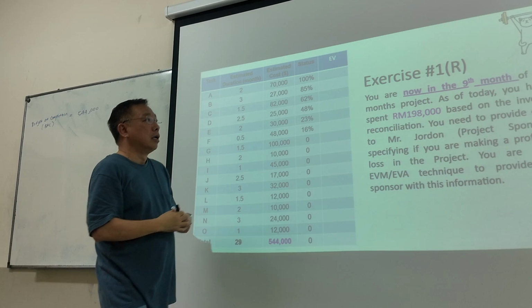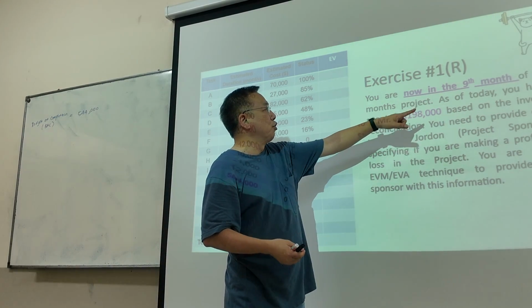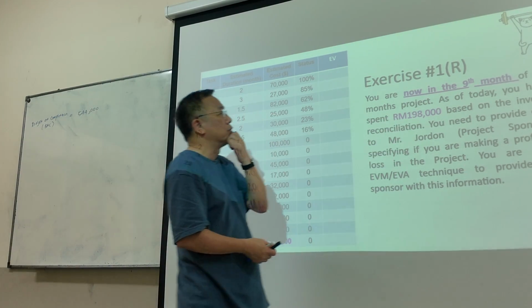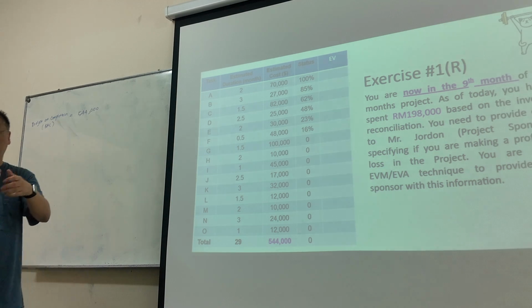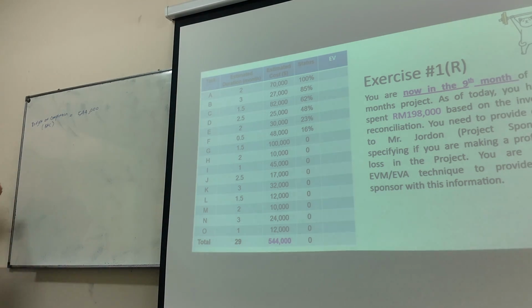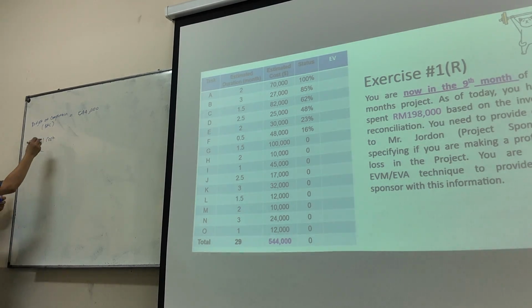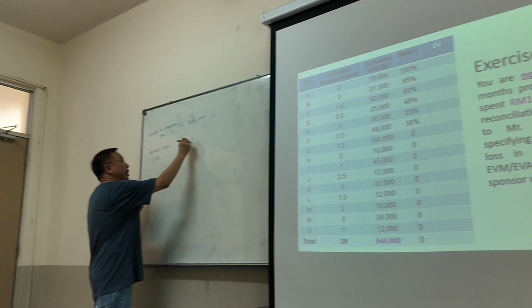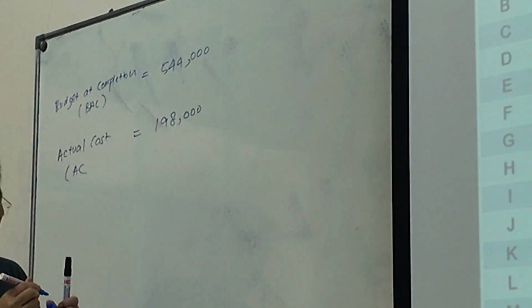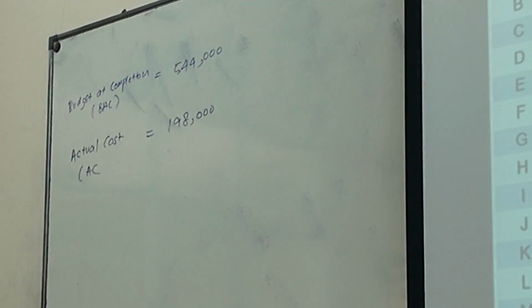Once you know that, there are a couple of things they give you. As of today, you spent $198,000. This is what you've actually paid out. So this is called actual cost, AC. They will give you all this in the exercise. So this is 198,000. Let me go to the notebook and show you the next thing.